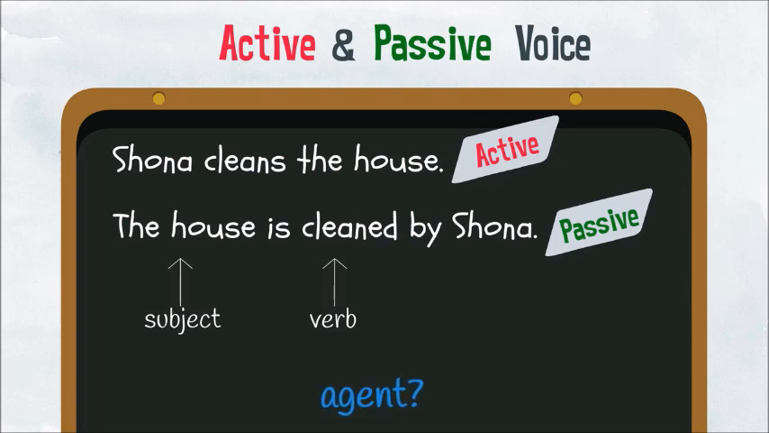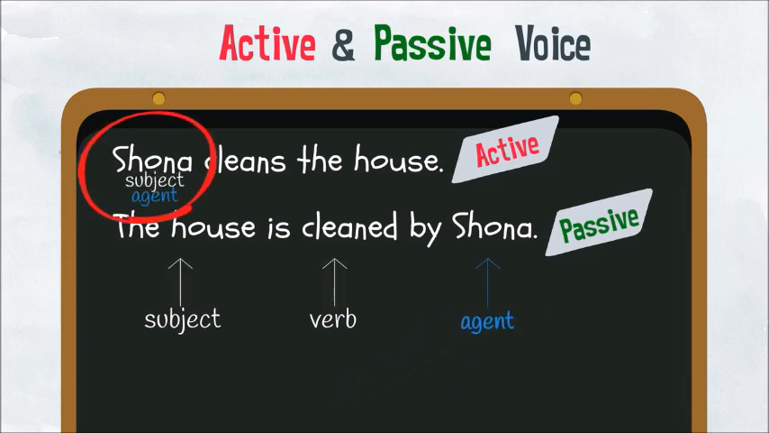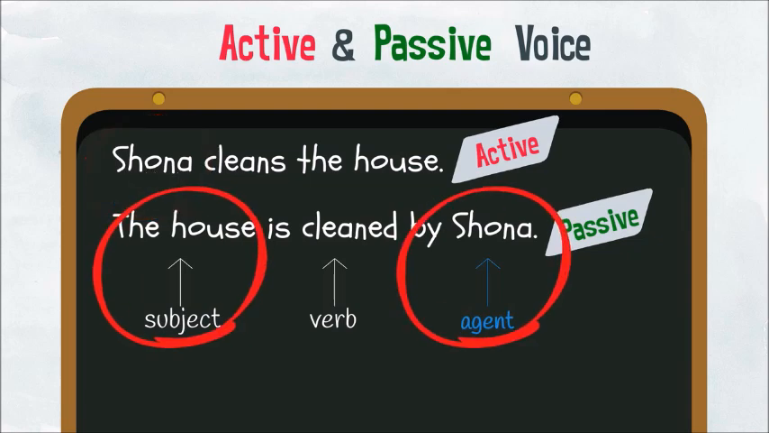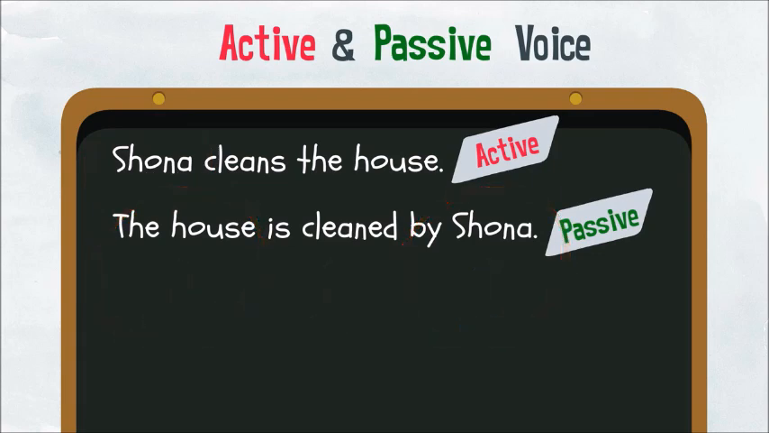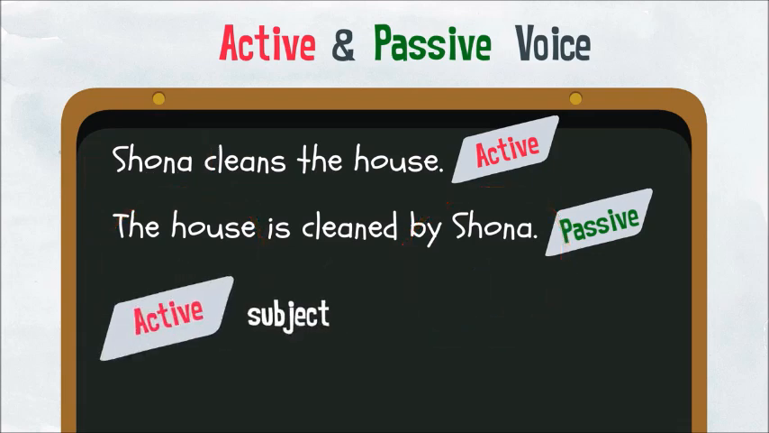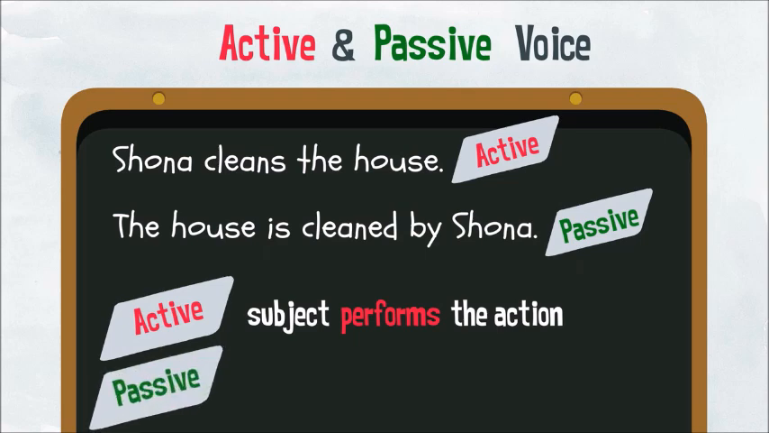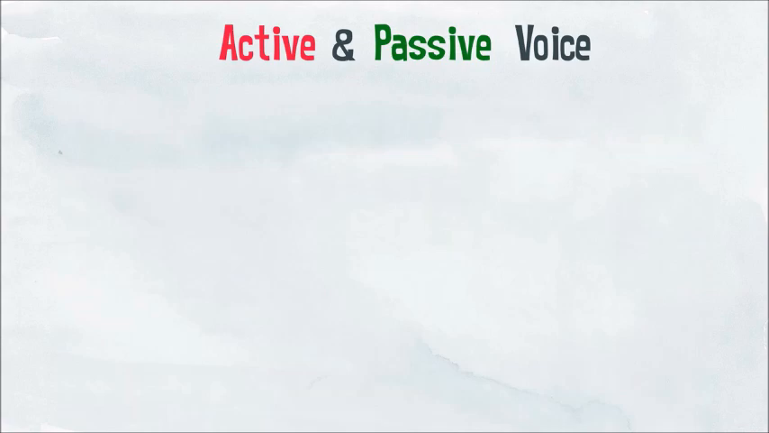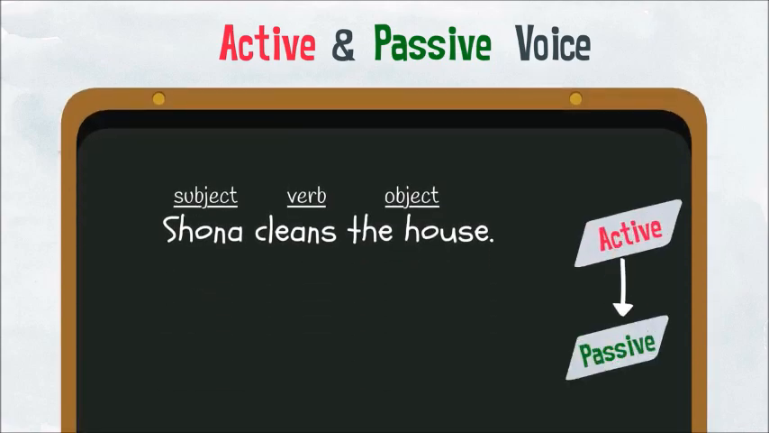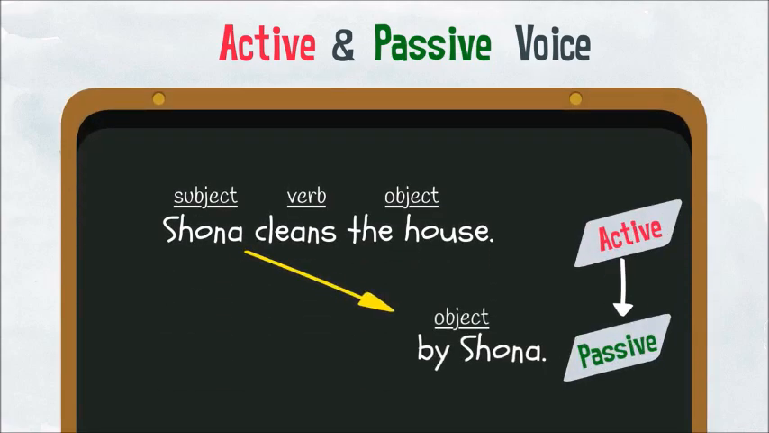Now see if you can find the agent. Remember, the agent is the person or thing that performs the action. That's right, the agent is Shona. In the first sentence, the subject and the agent were the same. In passive voice, the subject and the agent are different. In active voice, the subject of the sentence performs the action. In passive voice, the subject of the sentence receives the action. When we change from active voice to passive voice, the subject becomes the object, and the object becomes the subject.